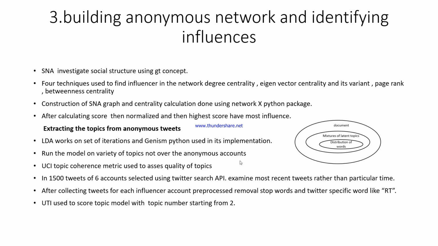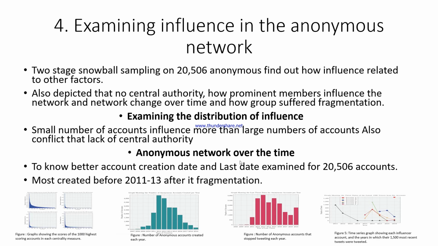So, 1500 tweets of 6 accounts were selected using the Twitter search API, and they examine the most recent tweets rather than particular times, because if we examine the most recent, we find better results. And we number the topics from 2 using the UCI score technique.